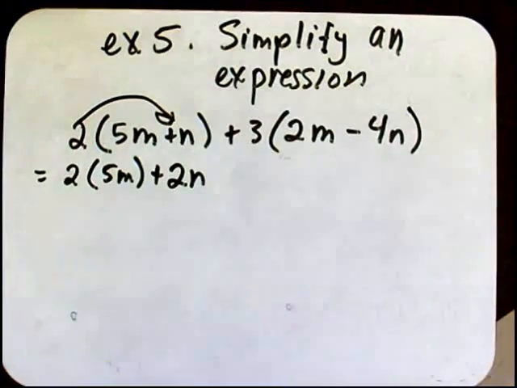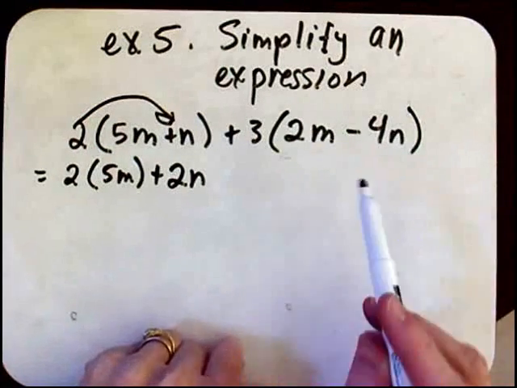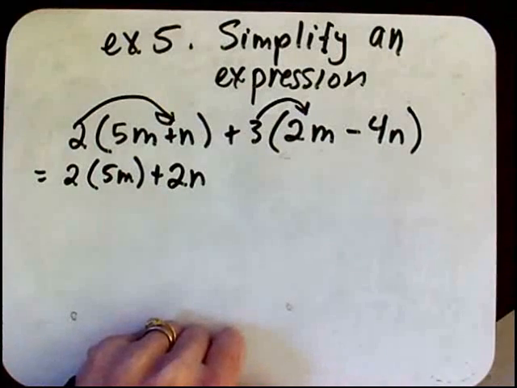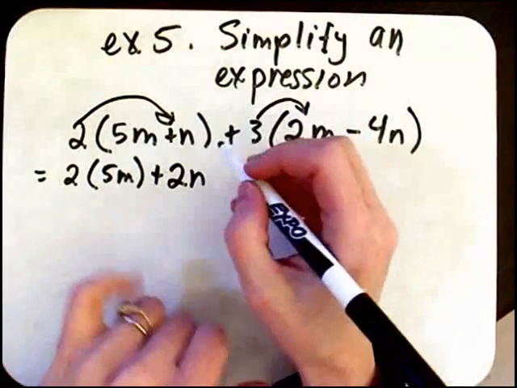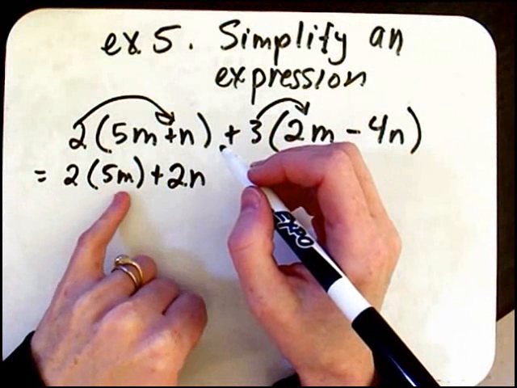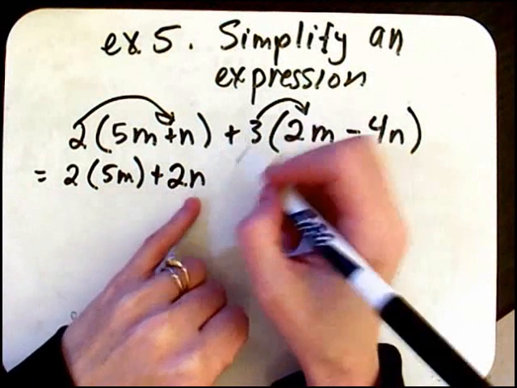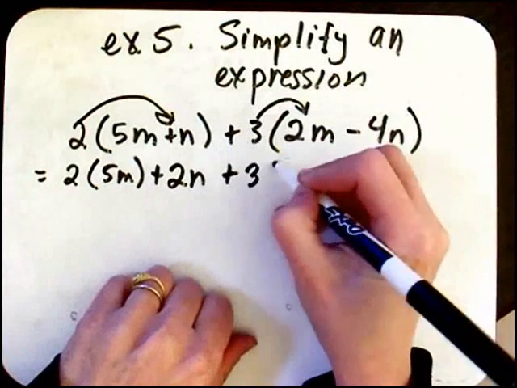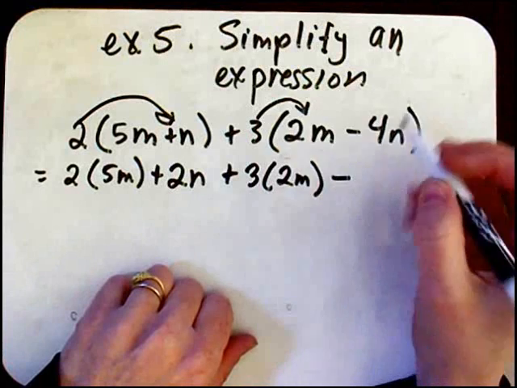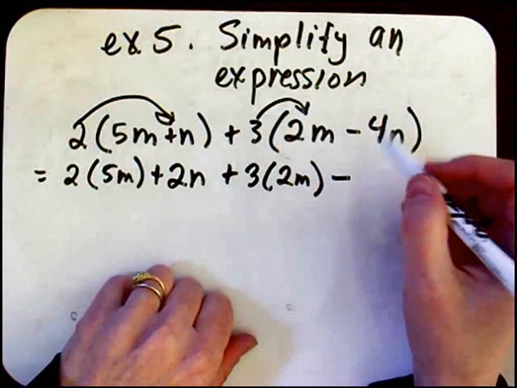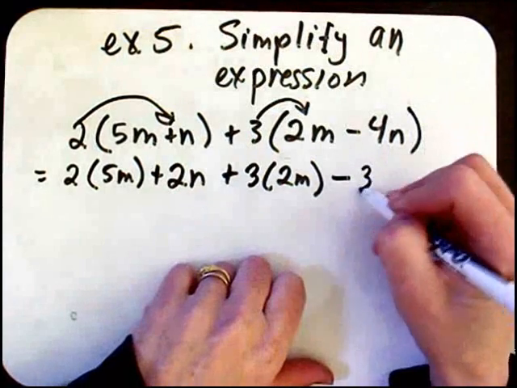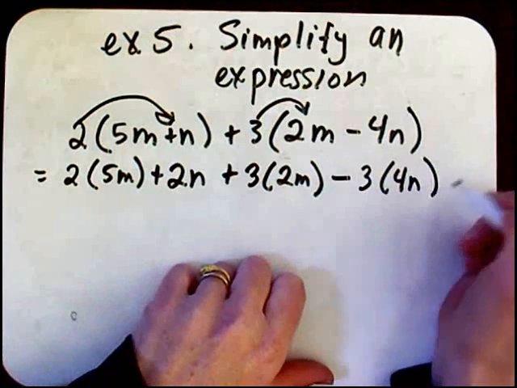Now let's move to the next part. We have plus 3 open 2m minus 4n. So let's distribute this 3. It's a plus 3. So we have 2 open 5m close plus 2n plus 3 open 2m close minus, we have 3 minus 3 times 4n close.